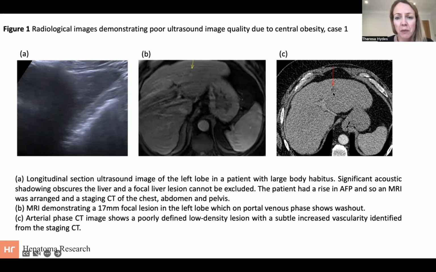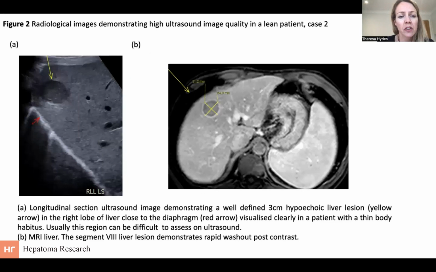And this was confirmed on a CT scan, although again, very poorly defined low density lesion with a subtle increase in vascularity identified at the staging CT. So this patient would not have had their lesion detected if ultrasound alone was used. And then just to contrast, this is a radiological image showing high ultrasound image quality in a lean patient. And here you can see a well-defined 3cm hypoechoic liver lesion, also confirmed at MRI.